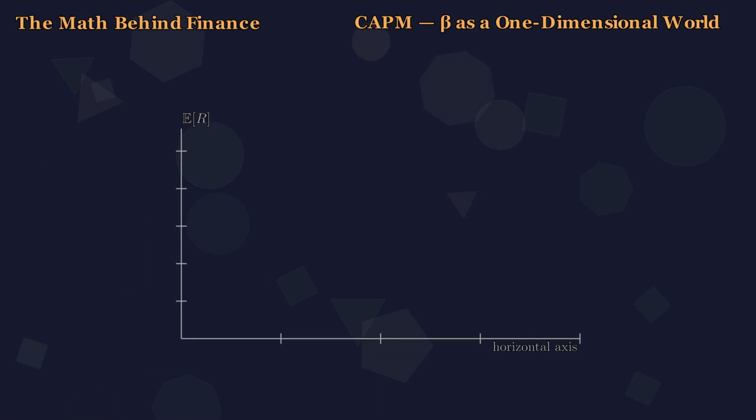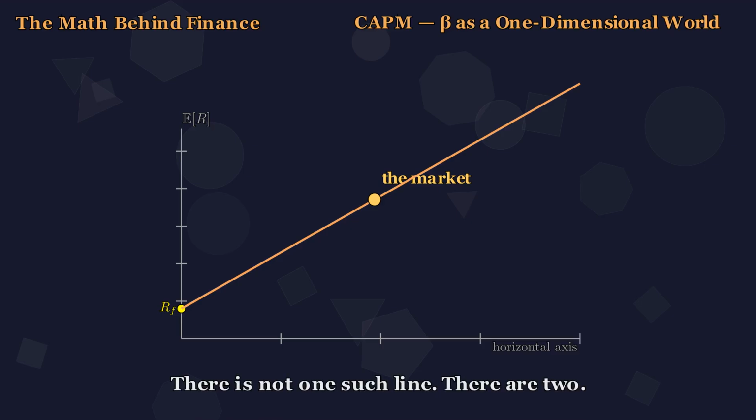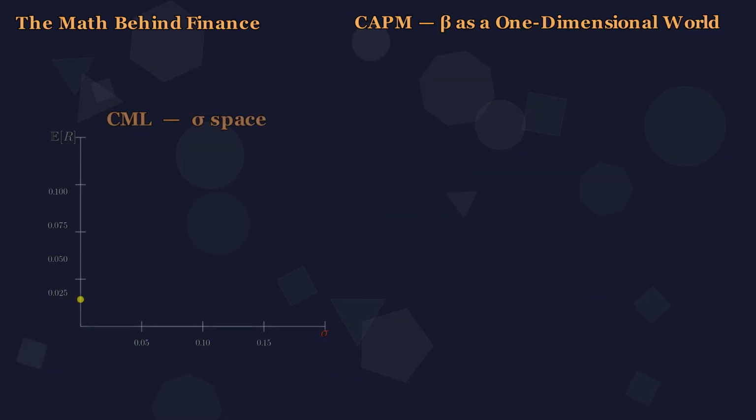Ep03 left us with one curve. Today we add a single dot, the market. And the moment that dot exists, every line of equilibrium must pass through it. Here is the first surprise. There is not one such line. There are two. On the left, the capital market line.